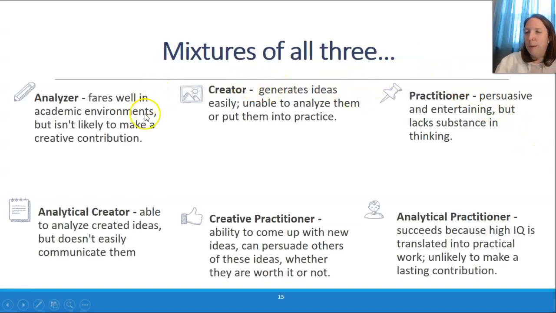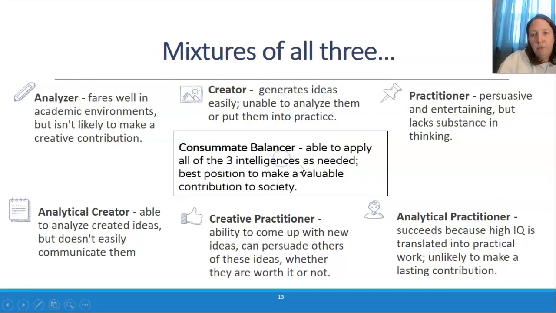I'm going to point it out in just a moment. He believed that a person, purely based on the degree of strength of these types of intelligences, would either be an analyzer, a creator, or a practitioner, really dominating in any of the three that he listed, or someone who's an analytical creator, a creative practitioner, or an analytical practitioner, where you're combining two of these as your strengths.